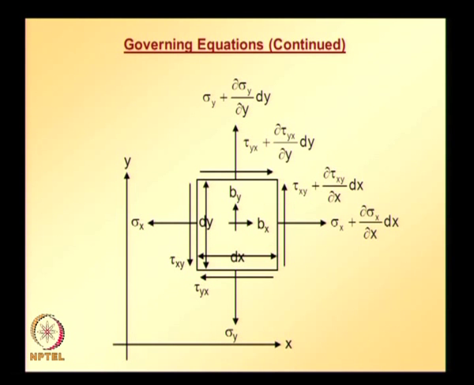moment about any point is equal to 0, that results in what is called complementary property of shear. That is why we have tau xy is same as tau yx. So, when we apply the two equilibrium conditions, sigma F x is equal to 0, sigma F y is equal to 0, that leads us to two equations.